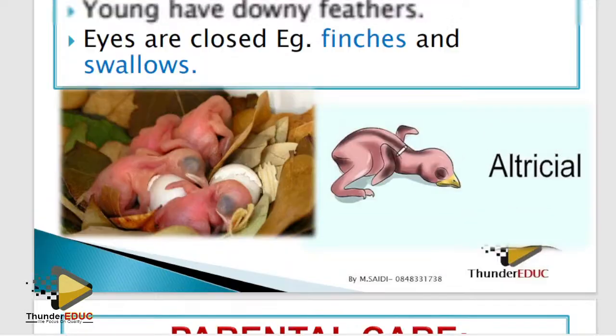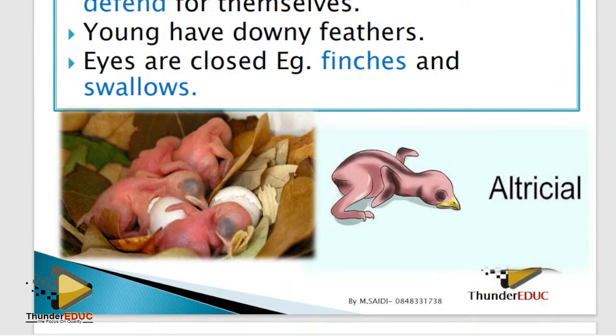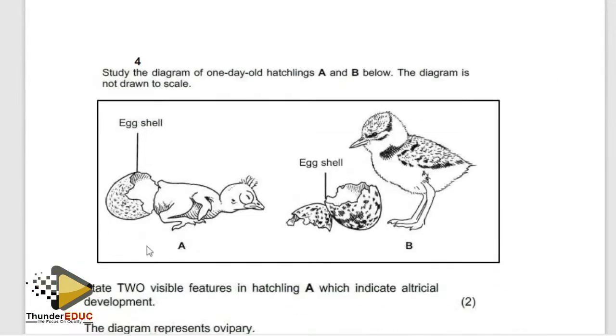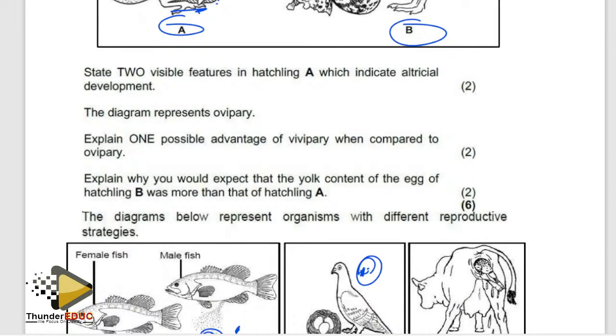Yeah, so atresia, precocia, the difference you must know. So if you look at this, what is A and what is B? It is A, atresia, because the eyes are closed, it has no down feather, it can't stand on its own. This one, eyes are open, it can stand on its own, has down feathers, you see. So please go when you know the two differences. If you have a question, let me know.